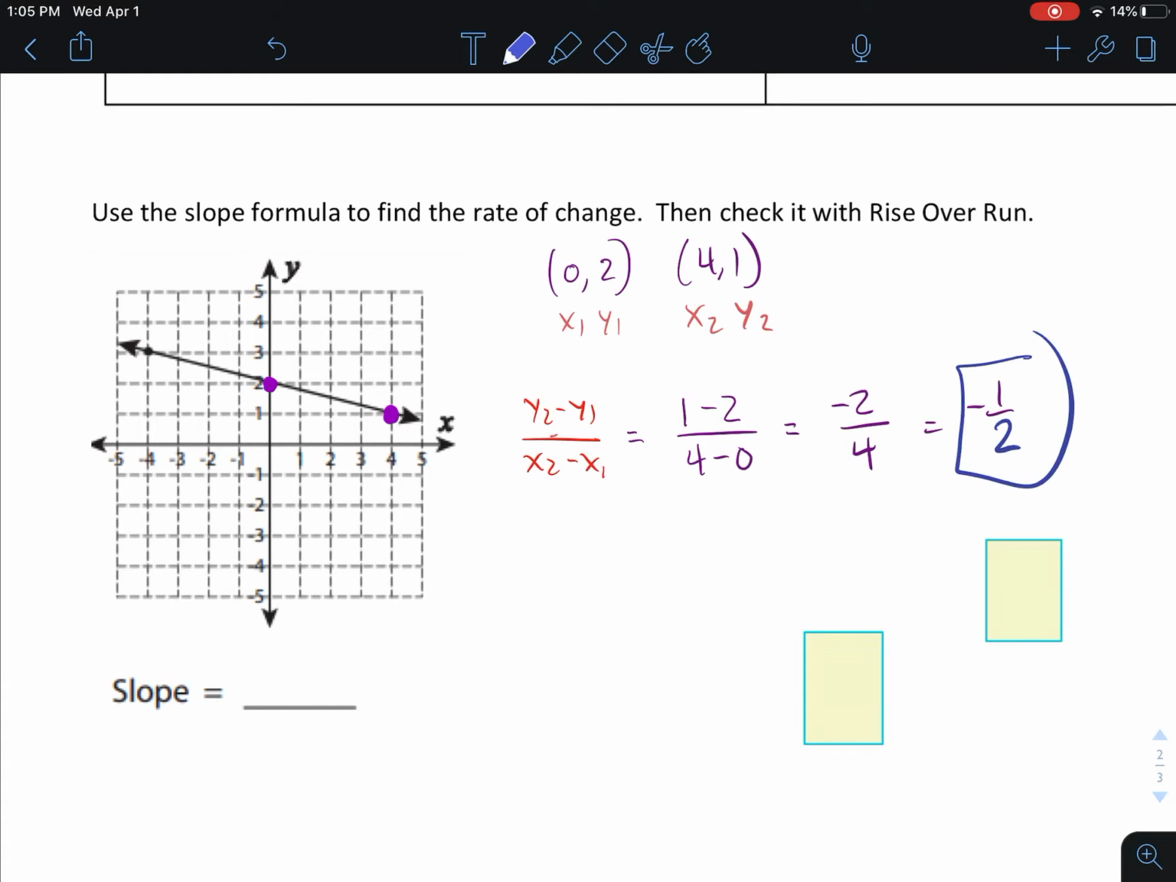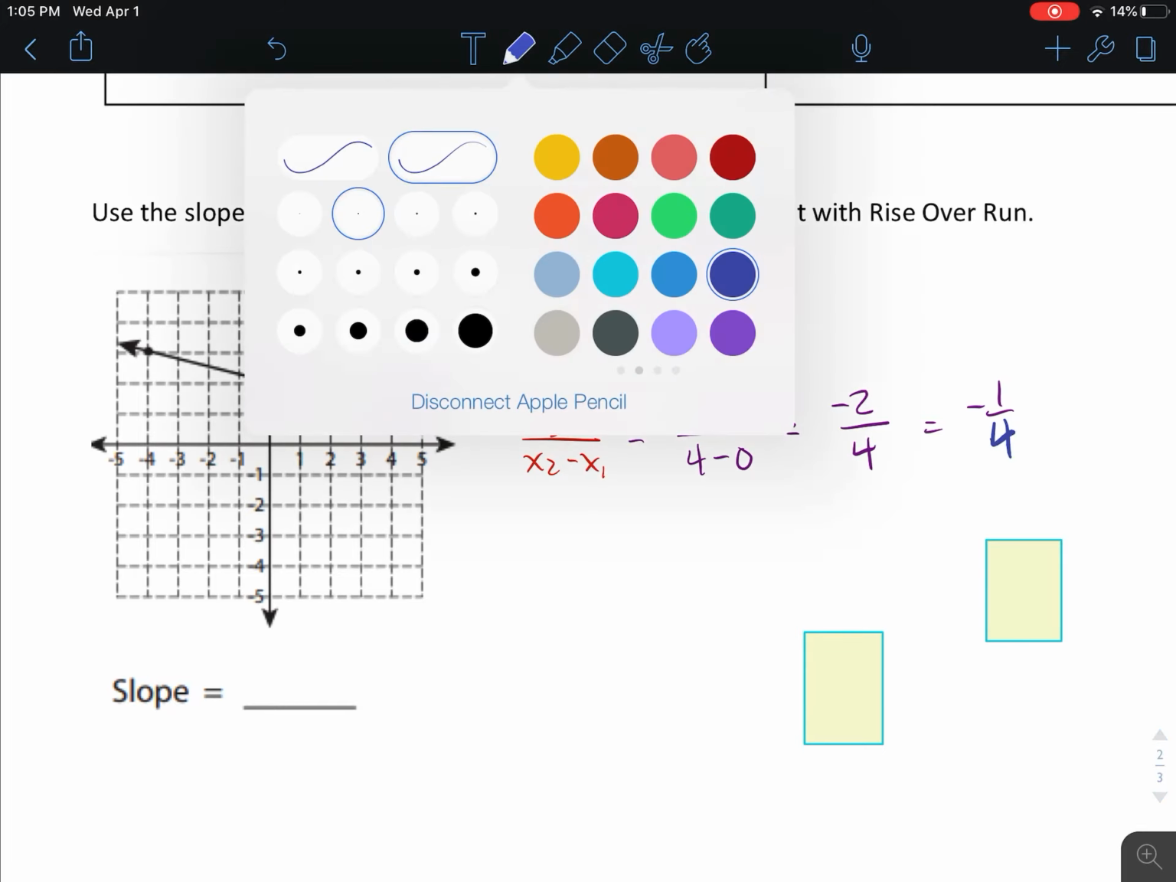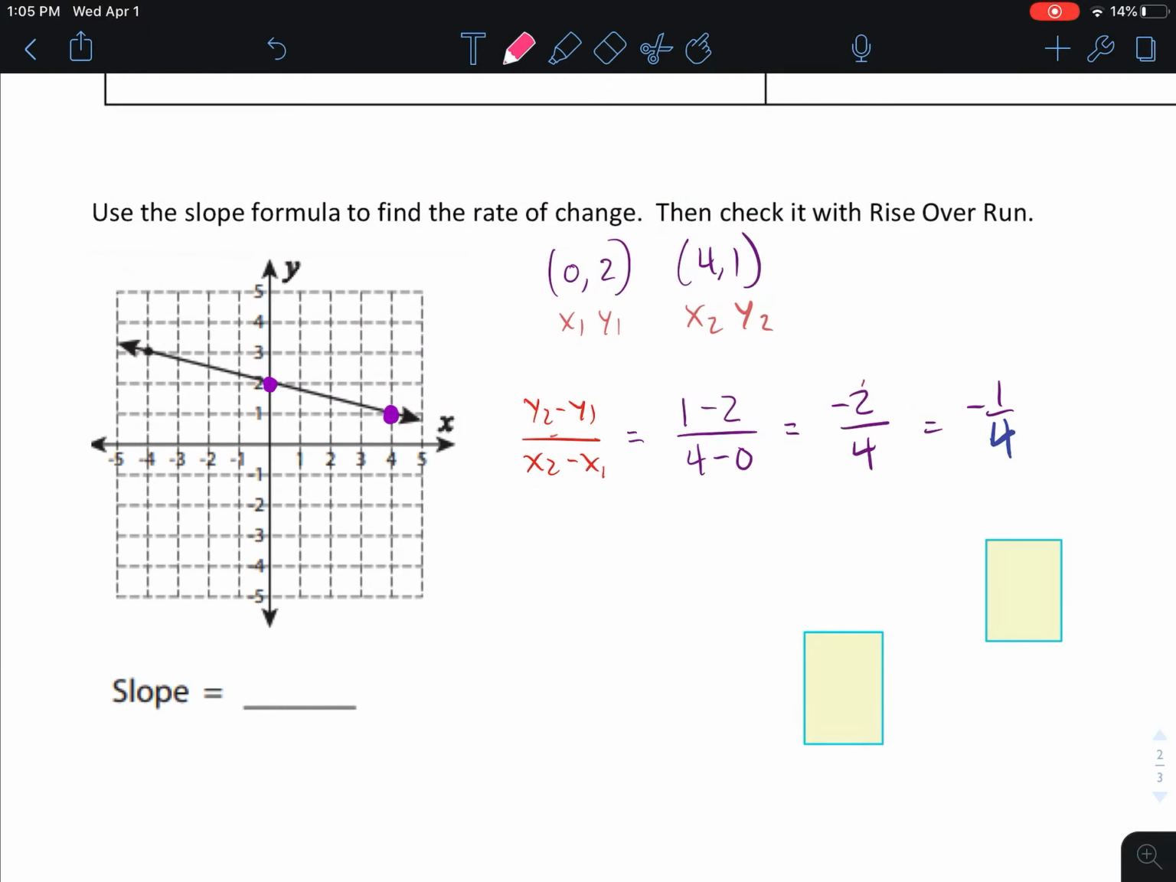Oh, no, I know what I did. Sorry. Watch me make all sorts of mistakes. This is 1/4. This right here, and use red pen because I marked it wrong. This should not be a -2. 1 minus 2 is actually -1. So this line is actually -1/4, and that doesn't simplify.